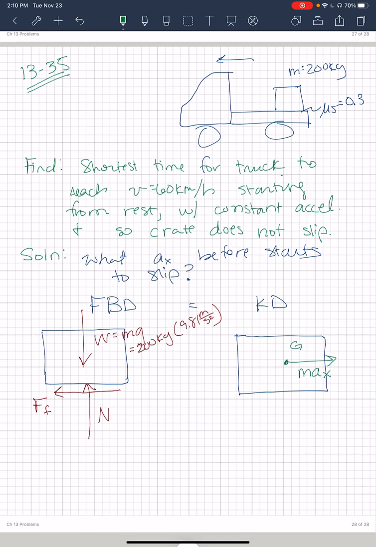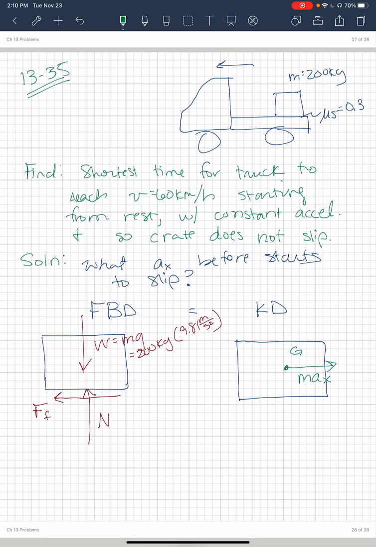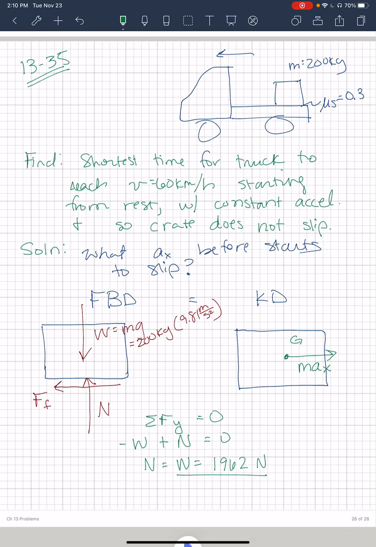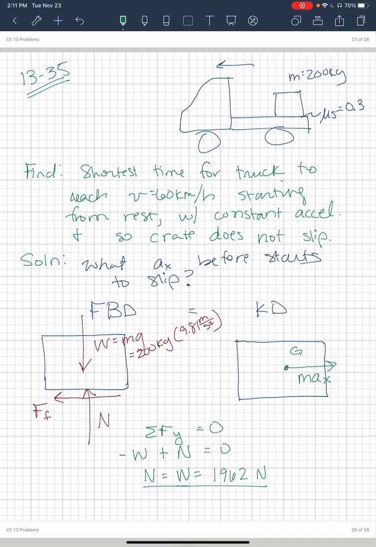So if we sum the forces in the y direction, it's just going to equal 0. And so with that, we have negative w plus n equals 0. So n is going to equal w, which equals 200 kilograms times 9.81 meters per second squared. So that's 1962 newtons. That's the weight and the normal force.